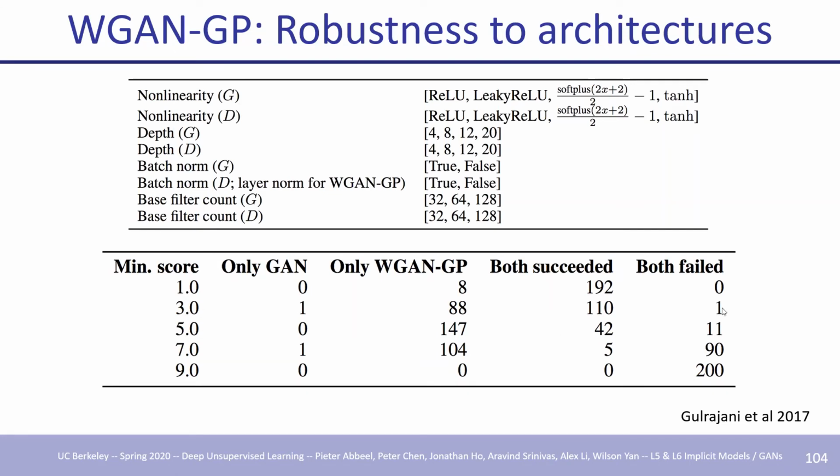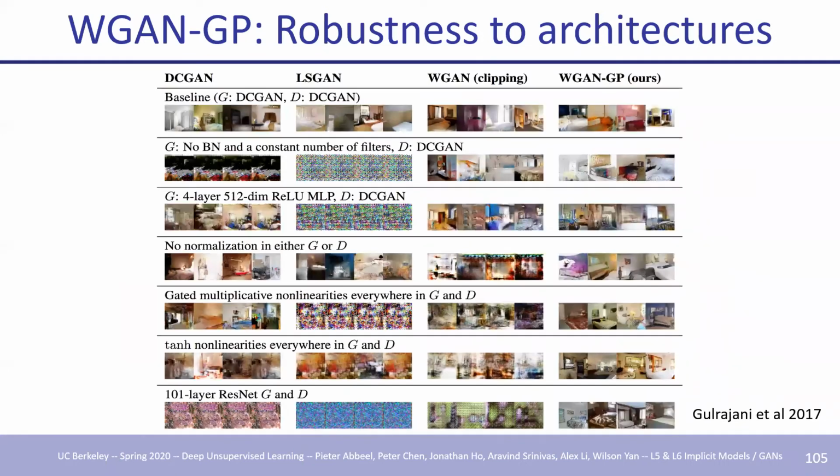And then it failed on one. If we ratchet it up again, then we see it's 3 times more successful than the GAN, right? It did 42, this one is 147. And if we go up to 7, GAN only succeeds in a small fraction of it, both still fail, but WGAN can still do a better job. For 9, none of them work. So it is more robust than just a GAN. And that was the point.